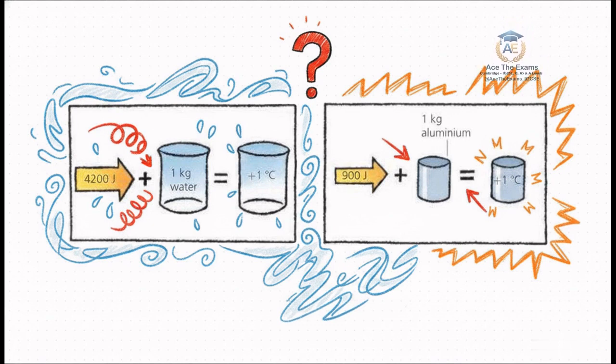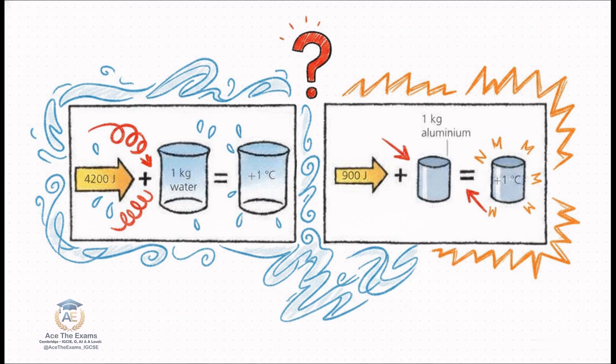To really cement this concept, let's look at a direct visual comparison. We have exactly 1 kilogram of water and 1 kilogram of aluminum. To raise the water's temperature by just 1 degree Celsius, it demands a massive 4,200 joules of energy. But the aluminum only needs 900 joules to achieve that exact same 1 degree rise. This tells us that different materials require vastly different amounts of energy to change temperature.